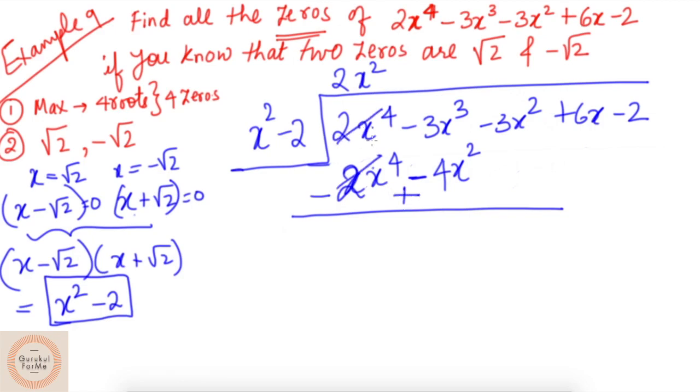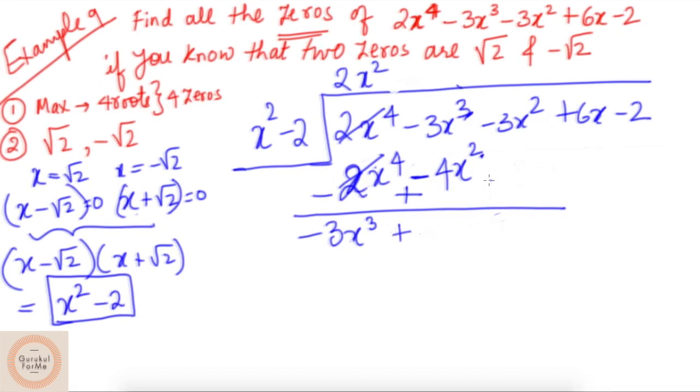So this gets cancelled and this becomes... Now can you add minus 3x cube and 4x square? You cannot. Why? Because the powers are different. They don't look the same, right? You can only add or subtract similar terms. So this becomes minus 3x cube. And this becomes plus 4x square because the 4x square comes down.